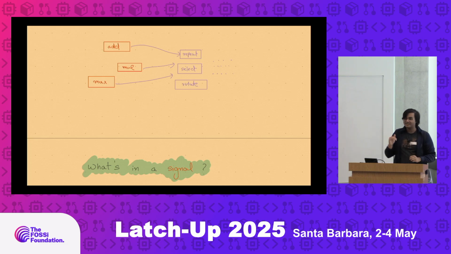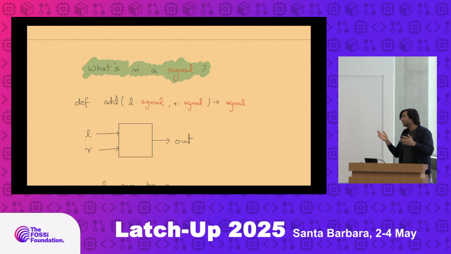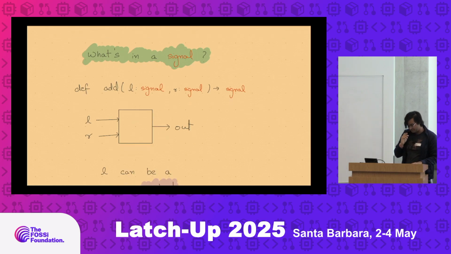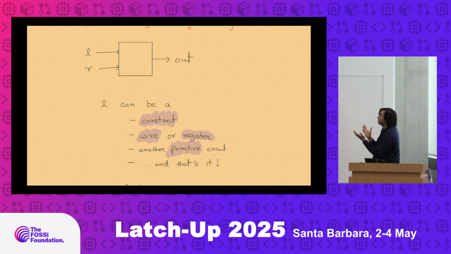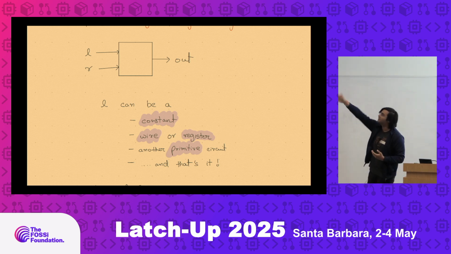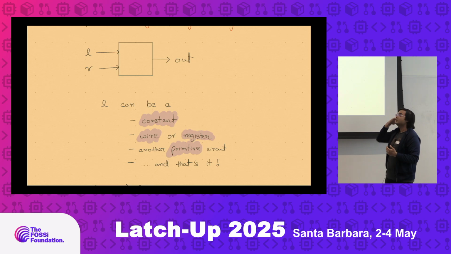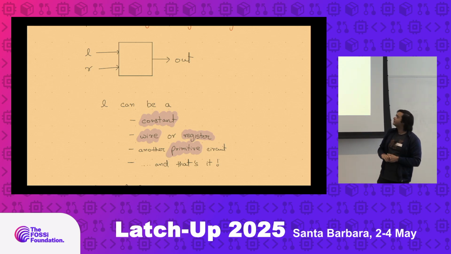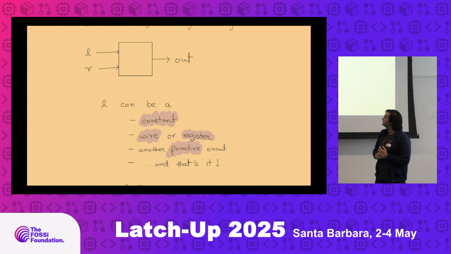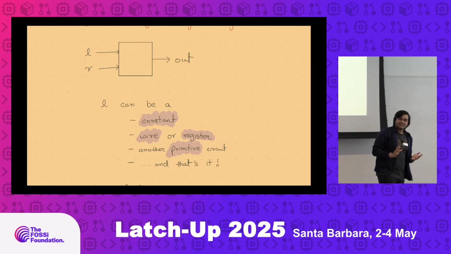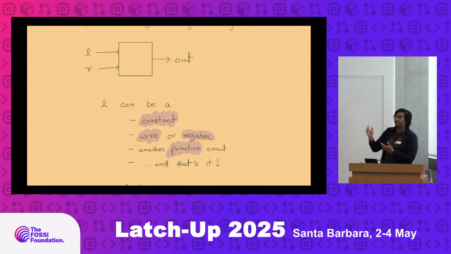Now let's look what's inside a signal. Okay. Again, what's an add? Well, it takes two signals, produces an output. But if we think about it, what values can L be? What can be on the other side of that L? Well, it could be a constant. It could be some value. It could be a wire or a register. Or it could be some other more complex circuit behind it, right? And really, that's it. That's about all of the things that L can be on that side.